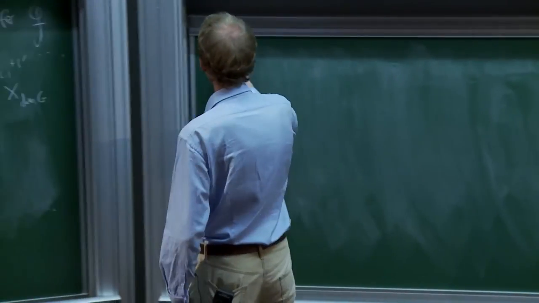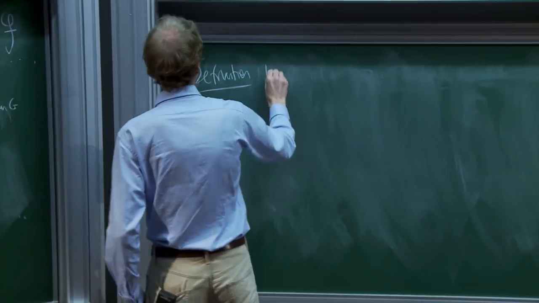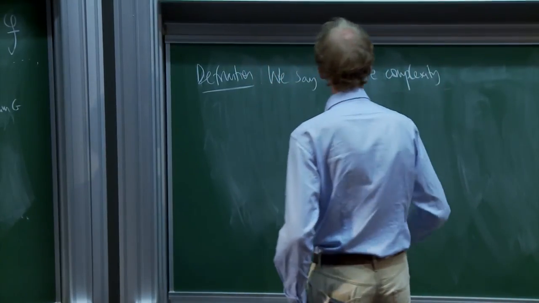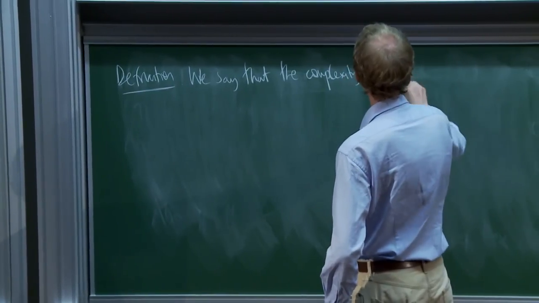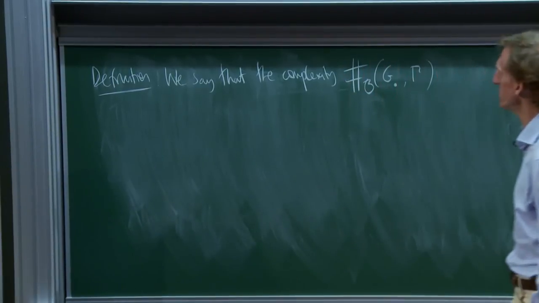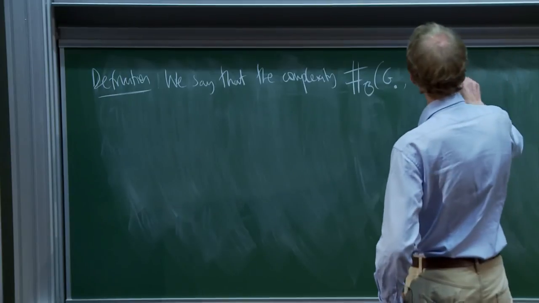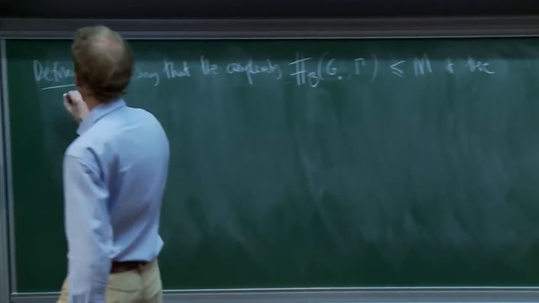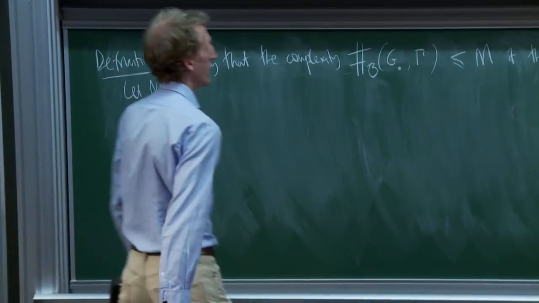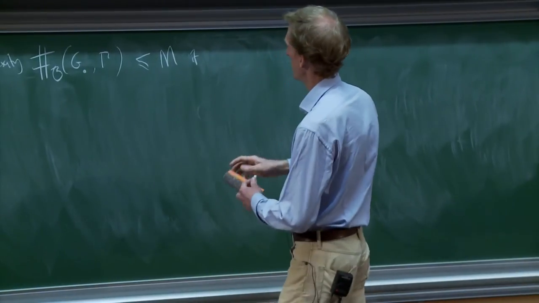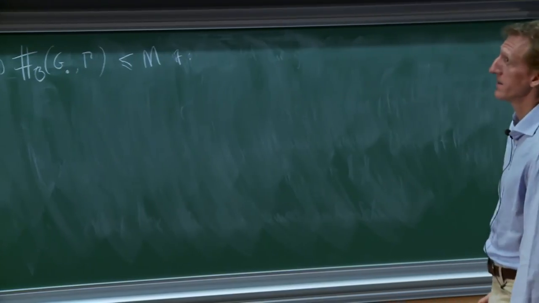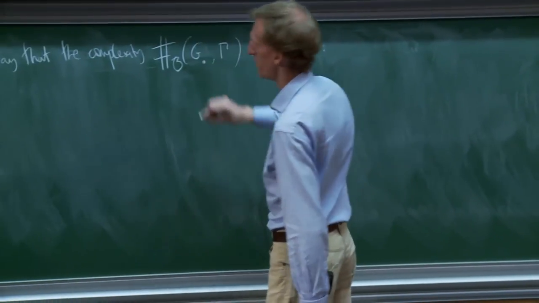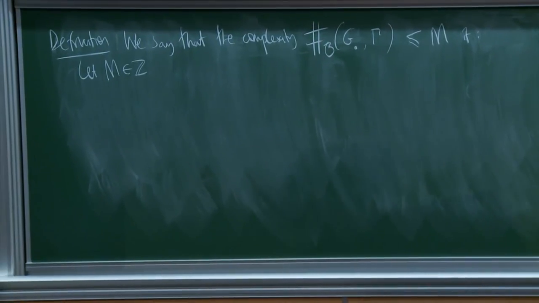Okay, so, definition. We say that the complexity, which I would write as hash sub B of the filtration and gamma, because that's the things it depends on, is at most M if there is, M is supposed to be an integer, if the following are true. So basically, the idea is that I want all of the interesting things about how the filtration and the lattice interact to be bounded in terms of M. And it turns out that these are the interesting things.